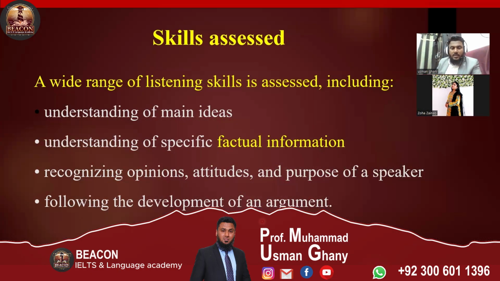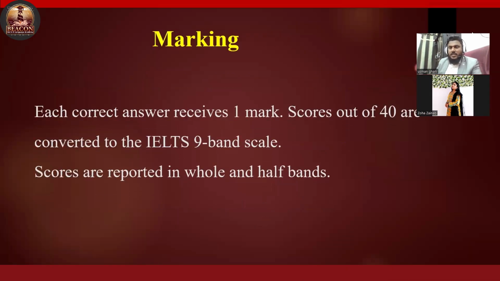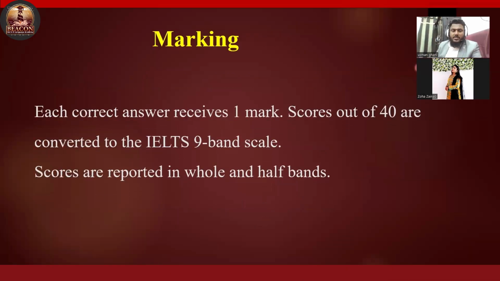Now let us move forward. The next thing is actually marking. This is the last information that we have to read, and then we'll move forward to practicing this. Can you read this for me, please? Each correct answer receives 1 mark. Scores out of 40 are converted to the IELTS 9-band scale. Scores are reported in whole and half bands. Very well done. So each correct answer receives 1 mark.